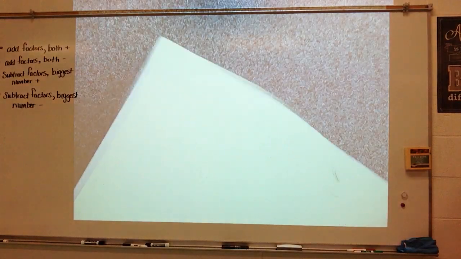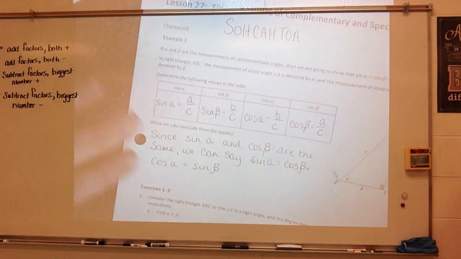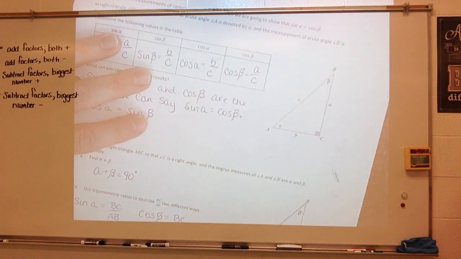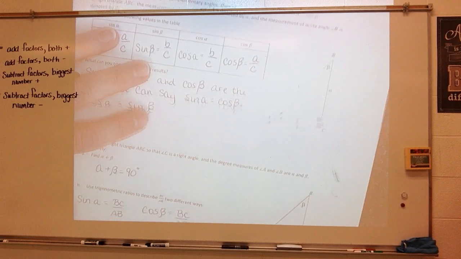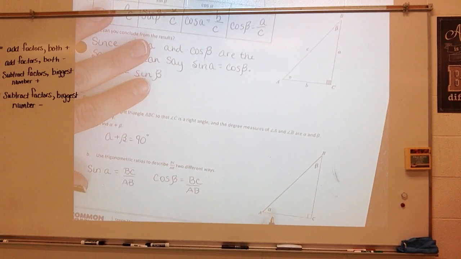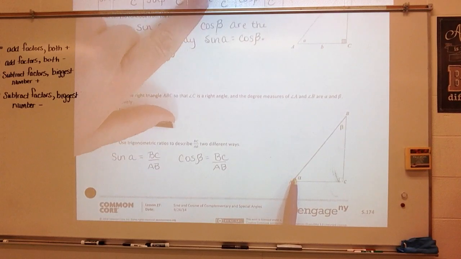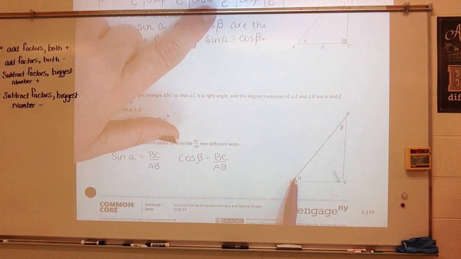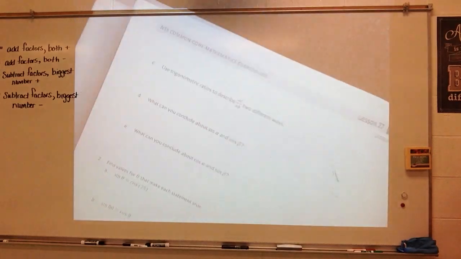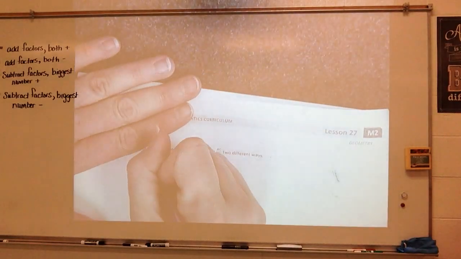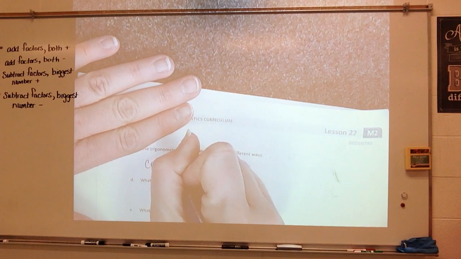Use trigonometric ratios to describe AC over AB in two ways. So I've got AC. If I'm looking in reference to angle A, AC is my adjacent, and AB is my hypotenuse. So adjacent over hypotenuse would be the cosine of A. So we can say this is the cosine of A.